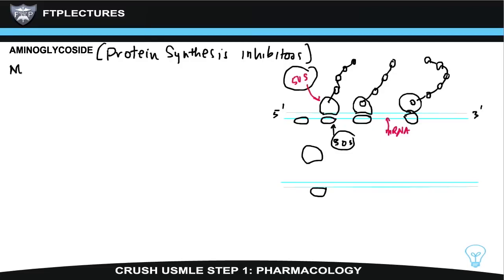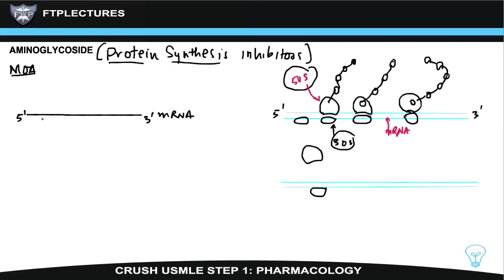So, mechanism of action. We already said they are protein synthesis inhibitors. So let's go to the right side of the board and talk about protein synthesis. Well, how does protein synthesis actually occur in bacteria? Well, normally you have a line here. We're going to have the messenger RNA, and the messenger RNA has a 5' end and a 3' end.